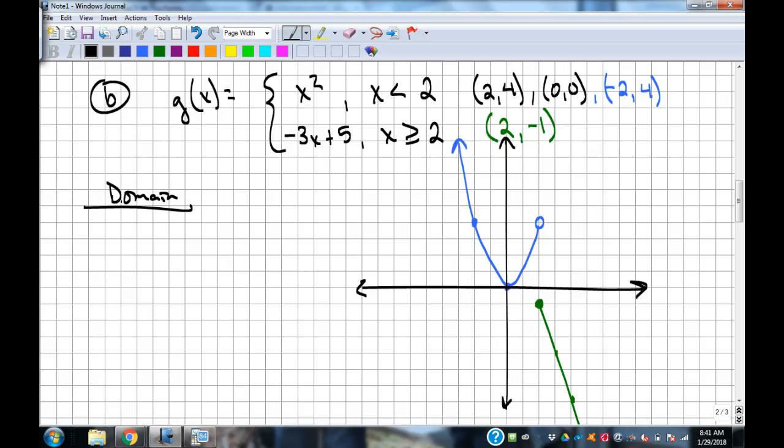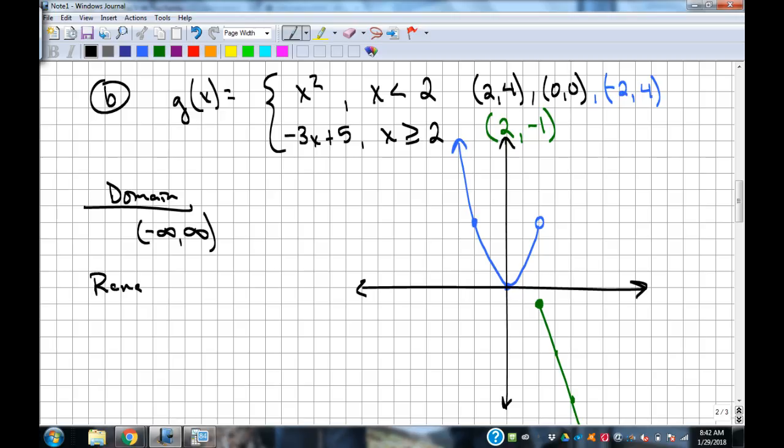Domain. Any x values left out? We look at our inequalities, we go from negative infinity up to 2. Is 2 included here? So it picked it up, and then it goes greater than 2. So it's all real numbers again. Won't always be that, just happens to be this time.